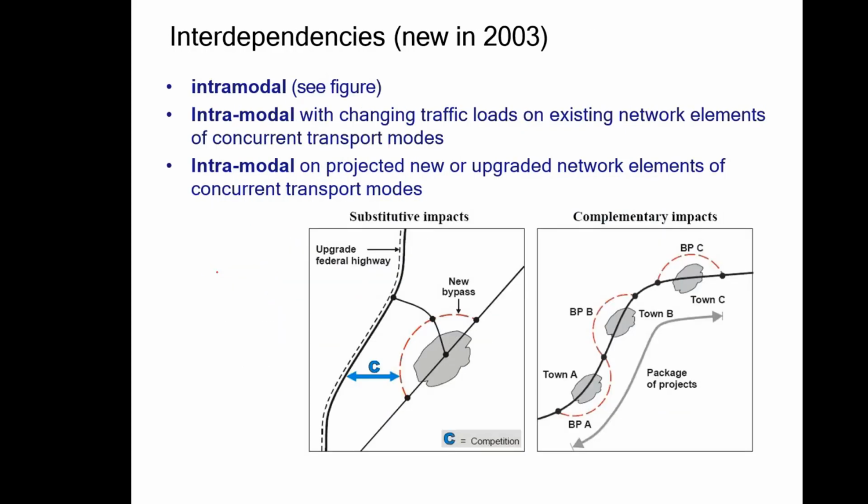We cannot forget about the intermodal. As you can see here, we can connect different parts together using different types of networks, and how we can connect the intramodal. With the change in traffic loads on the existing network, for example, we can build another one, like providing different bypasses. And then what the total cost of the new projects and upgraded network elements would be.